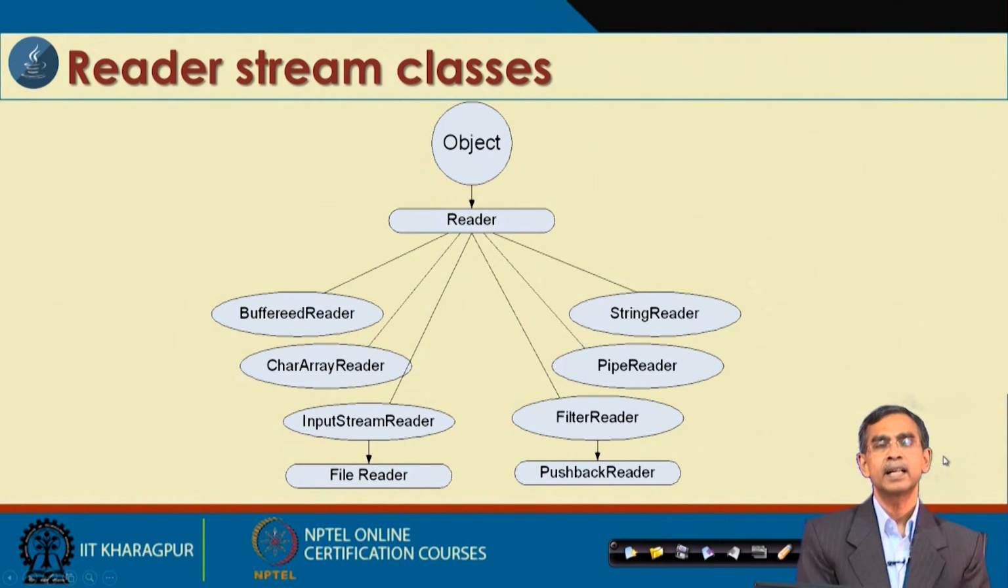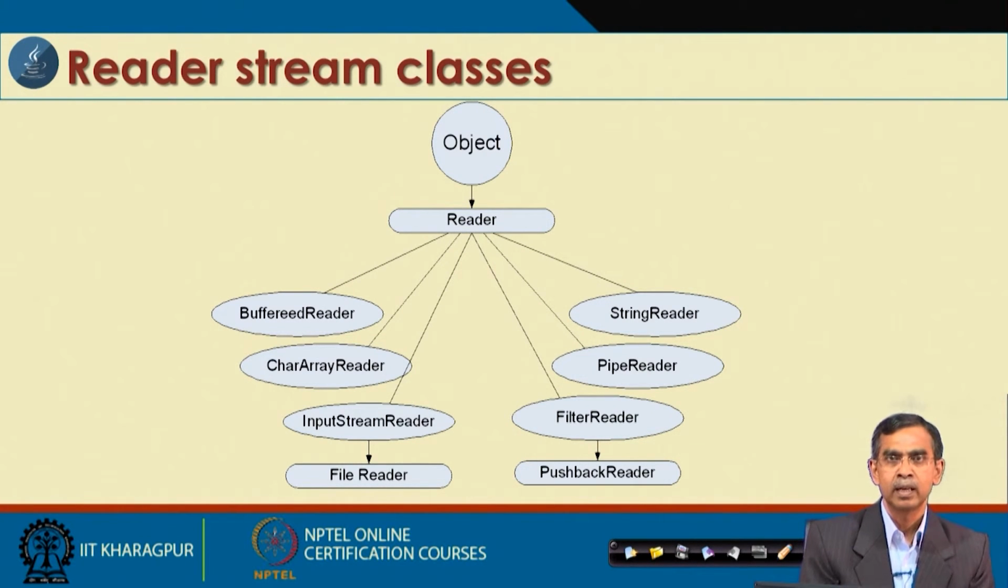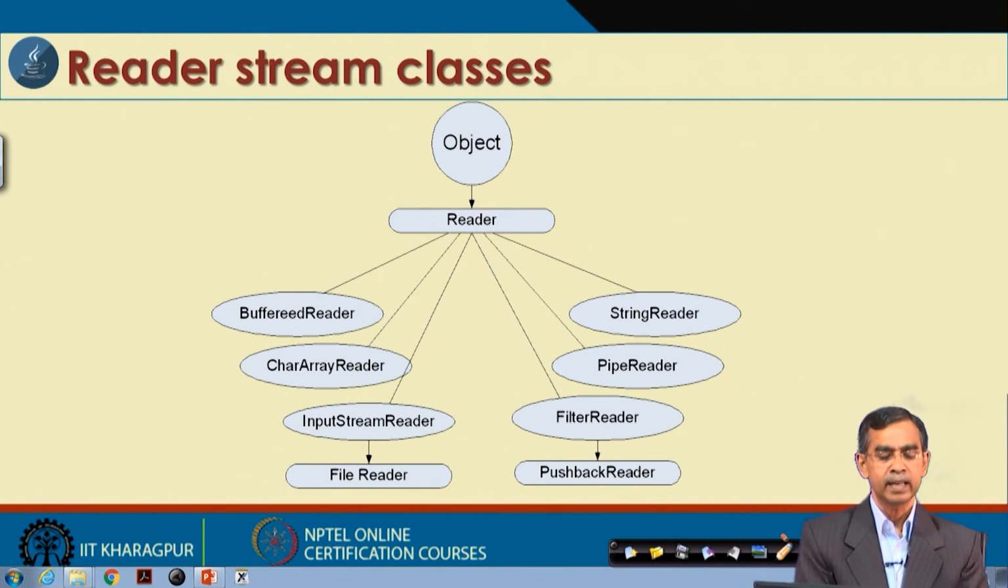Now, here are the reader stream classes. They read input from some input source in the form of characters, and as we see in this figure, it can read like a buffer reader, a character array reader, a file reader when I am reading from a file, a string reader which reads a string of characters, a pipe reader, a filter reader, or a pushback reader. So there are different ways that reading is possible using the reader stream classes, as mentioned here.